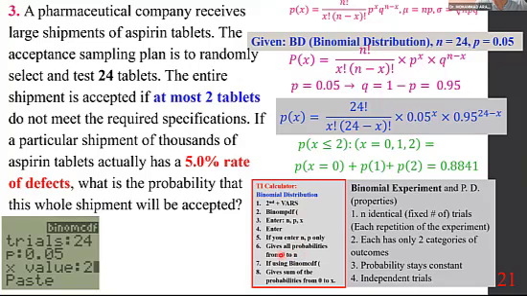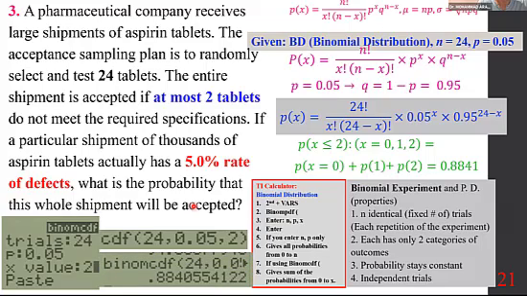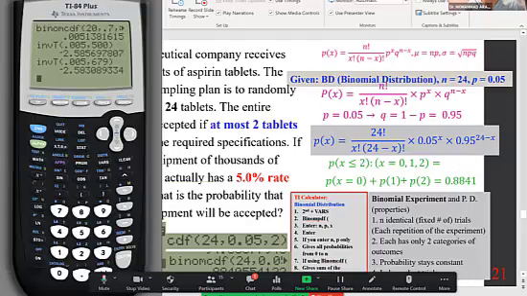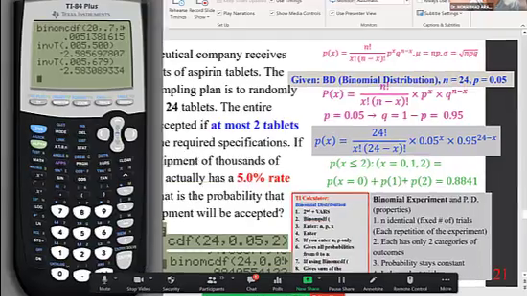It's important for you to know it goes from 0 to n. So for example, if you're interested in something larger, then you have to subtract it from 1. So with that being the case, we put n is 24, p is 0.05, and the x value is 2, then it'll do the job for us, and it gives us the answer, and we decide how many decimals we need.